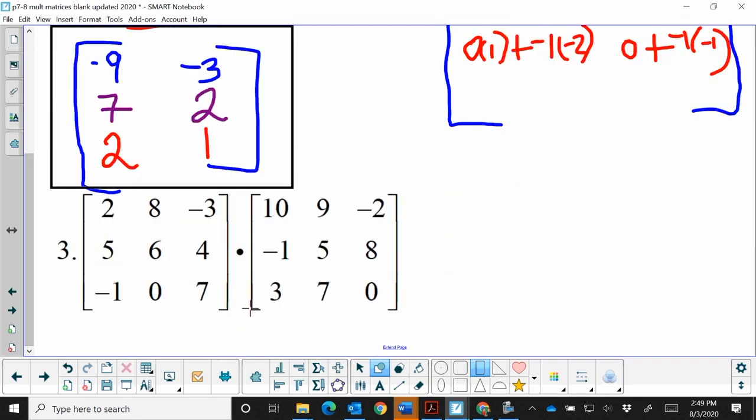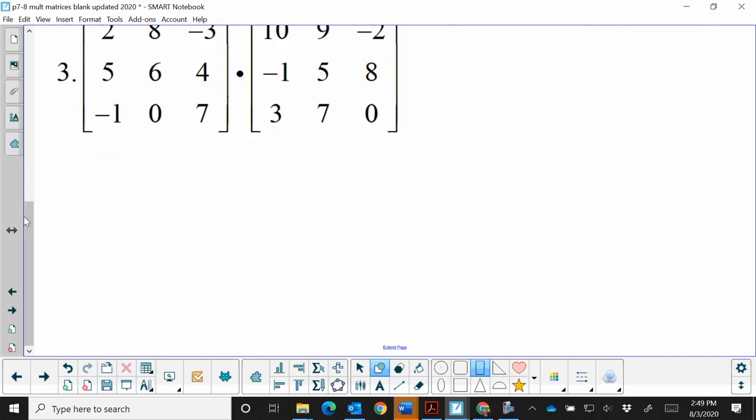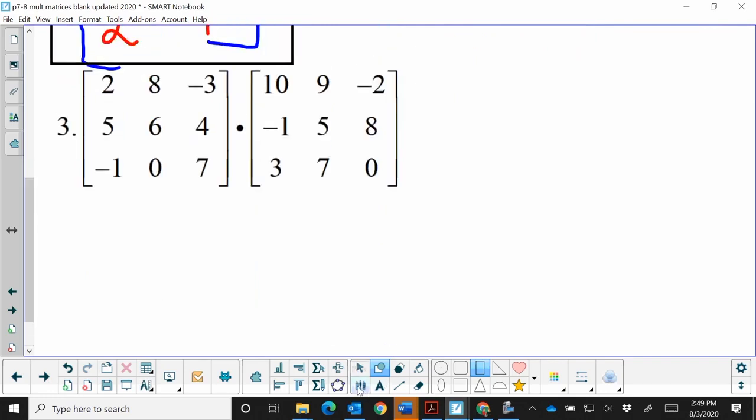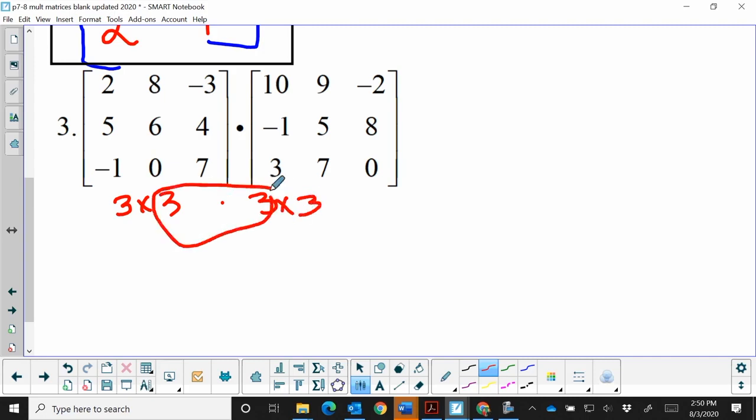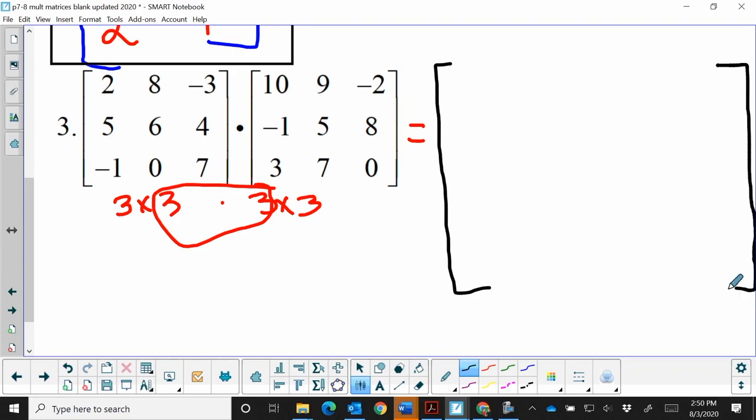Again, check those dimensions. Okay, now this is a whopper. We need to look at this one carefully. What are the dimensions? This one is 3 rows by 3 columns. This one is also 3 rows by 3 columns. So I have a 3 by 3 times a 3 by 3. My inner dimensions indeed match. My outer dimensions are a 3 by 3. So that means when I multiply a square, I'm going to get a square, and it's going to be the same size. So this one's going to be a huge 3 by 3 matrix.